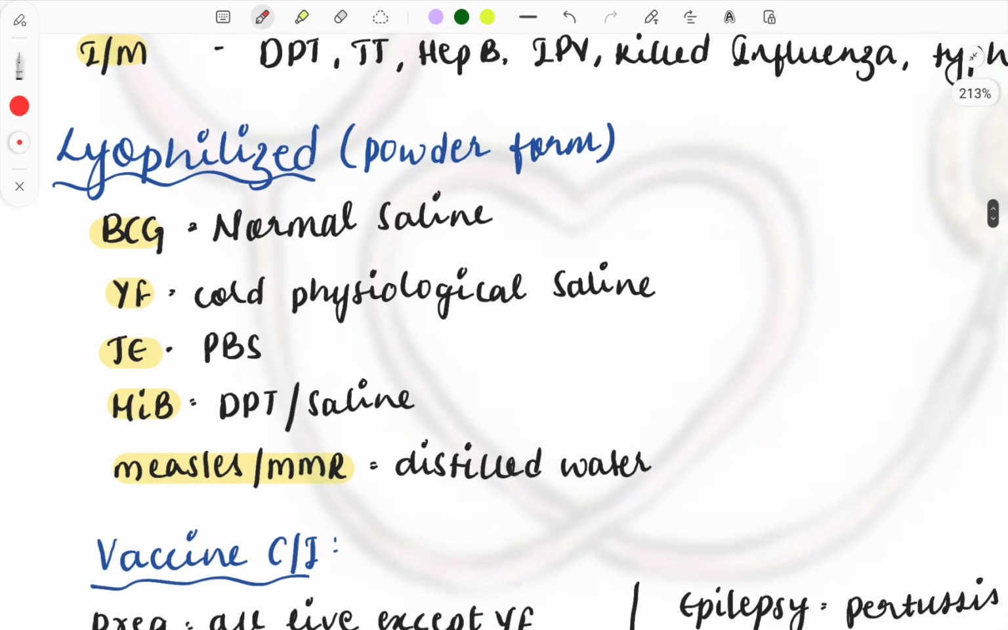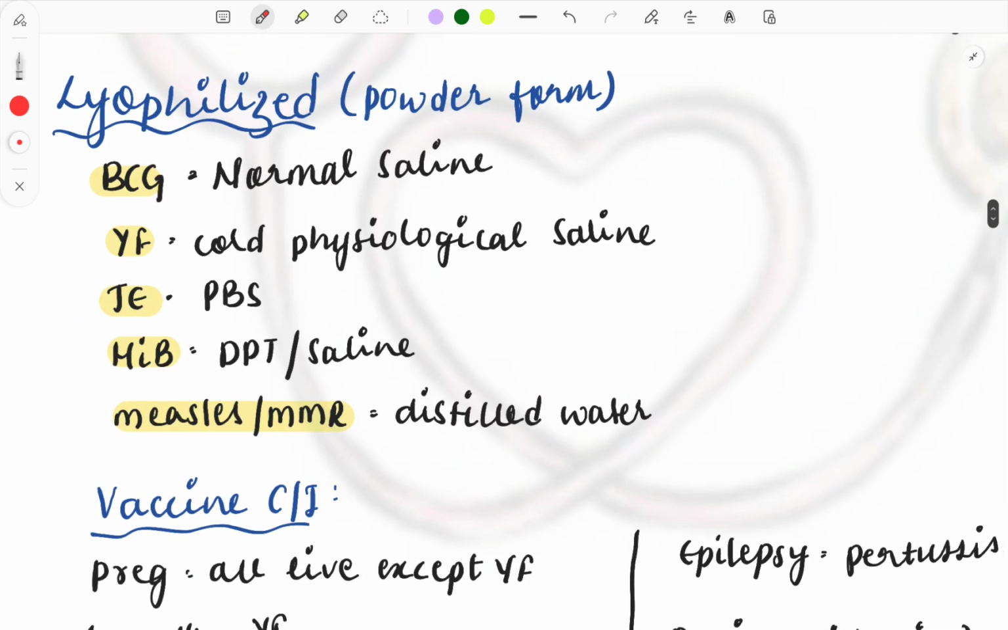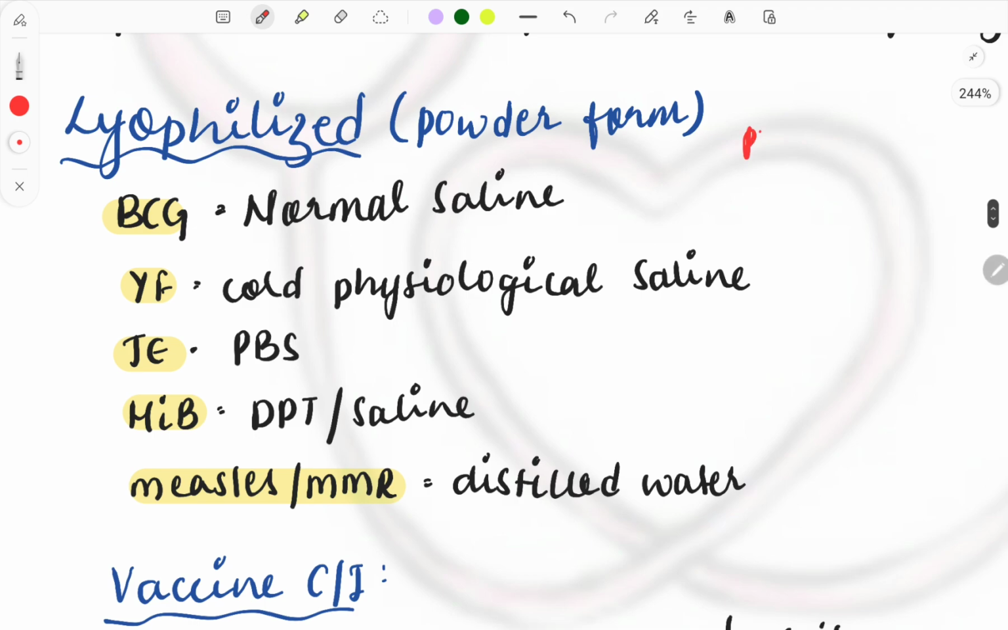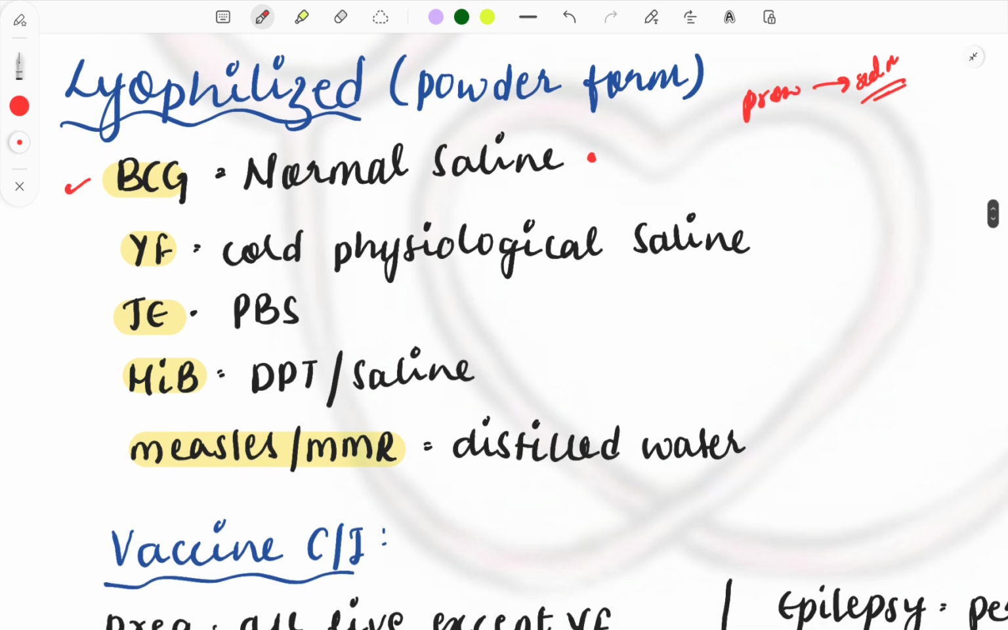Then the lyophilized, which is the powder form. Okay, some vaccines we get in the powder form, right? So while we administer the vaccine, we need to make it in the solution form, and what additive material we will be using to make it a solution. BCG, we will be giving it with normal saline, so additive is the NS. Yellow fever, cold physiological saline. Japanese encephalitis, PBS, phosphate buffer solution. HIB, DPT saline. Measles, MMR, distilled water. Okay.